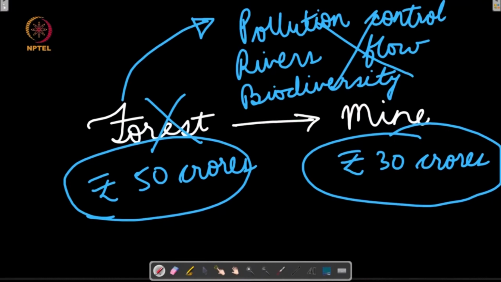Now, when this forest is diverted into mine, all of these things and probably a lot more are gone. There is no longer a tourism potential in this area because people want to visit forest to watch tigers. Nobody wants to go to a mine and see how the mining is done. So the tourism potential of a forest is very large. Probably this tourism potential was also providing employment.